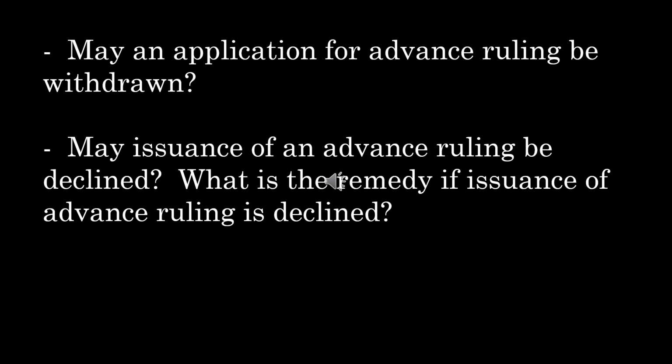Now, in the event the issuance of an advance ruling is declined, the Bureau of Customs shall promptly notify the requesting person in writing through electronic means, clearly stating the reasons why the advance ruling has been declined. Now, what is the remedy if the issuance of an advance ruling is declined? The remedy is provided for under CMO 32-2021, which says that in case the issuance of an advance ruling is declined, a motion for reconsideration may be filed.